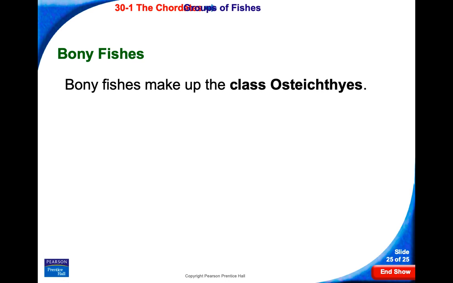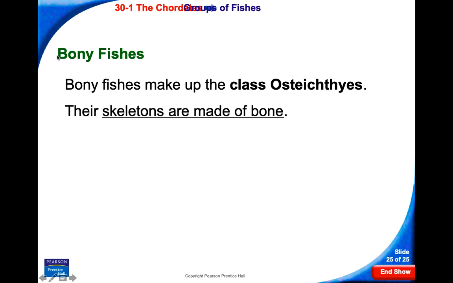Bony fishes are the third group, and this class is pronounced osteichthyes. Oh goodness, I can't pronounce it. So let's just say bony fishes. It's a lot easier. Their common name gives the main characteristic of them, and that is that their skeletons are made up of bone. A lot of the fish that we consume, like you buy from the grocery store, fall under this category. If you look at their vertebral column, it's made up of bone.